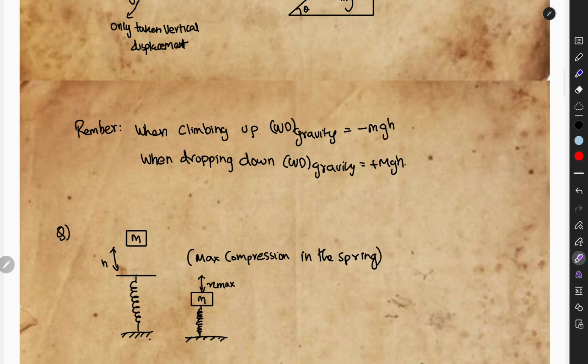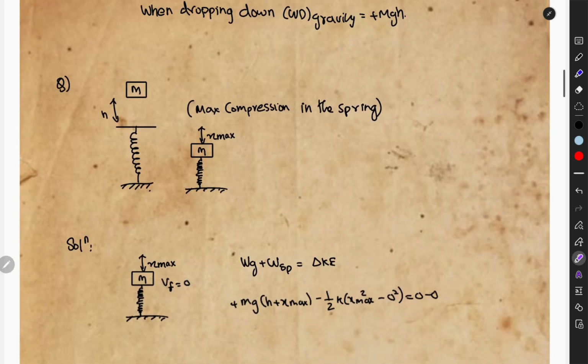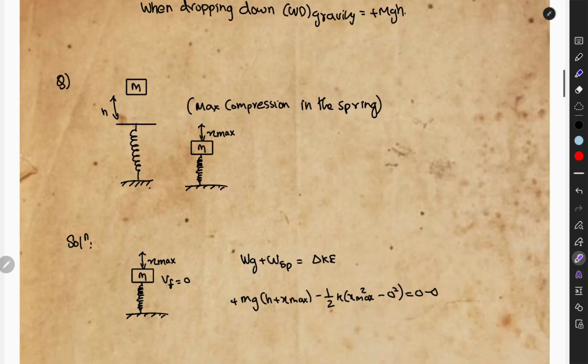Also remember, whenever a situation comes like climbing up or going up, the work done by gravity will be negative. Whenever it is a case of climbing down or falling down or drop, that will be positive mgh. Okay, the next thing is a question.